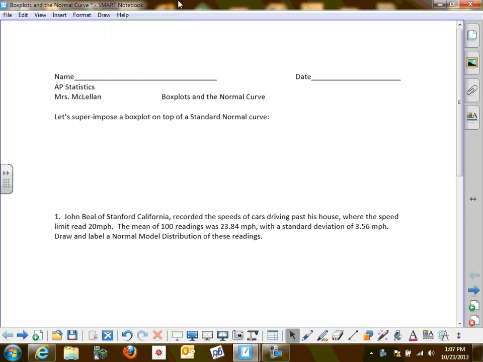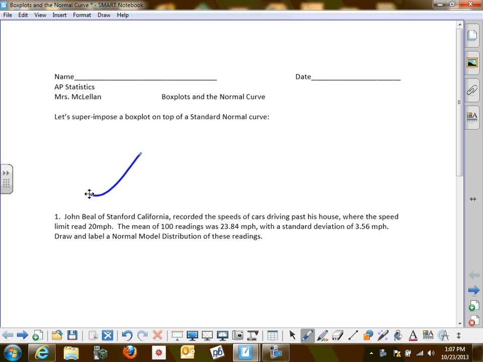So on your box plot and your normal curve page, I want to connect two things together. Again, the box plot and your normal curve. So let's do these two things together. Let's superimpose a box plot on top of the standard normal curve.